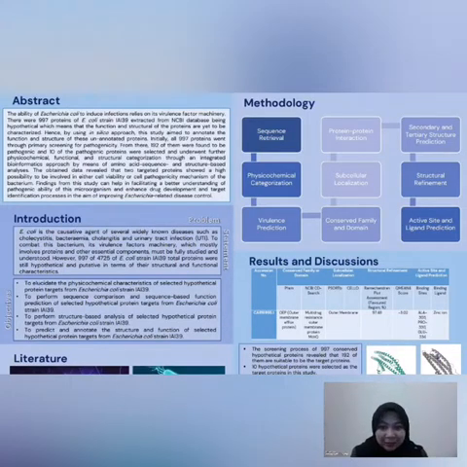The second step was physicochemical categorization. For physicochemical categorization, several chemical and physical parameters such as molecular weight, isoelectric point, extinction coefficient, instability index, and GRAVY were analyzed using the ExPASy ProtParam tool.